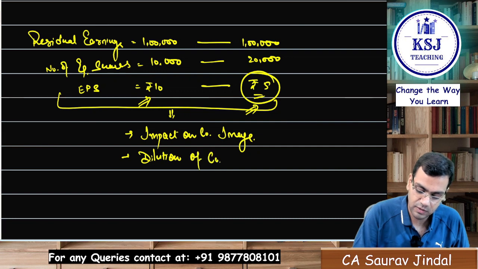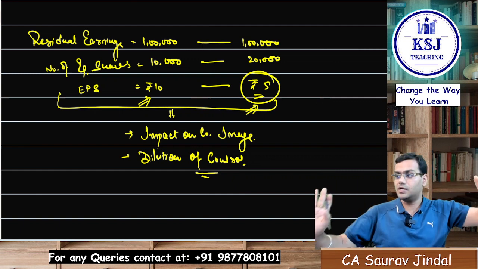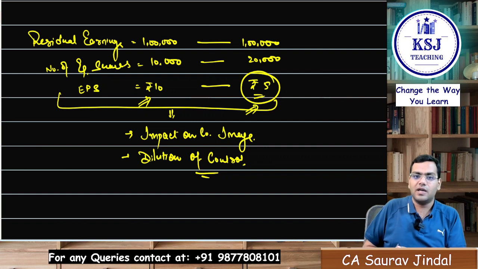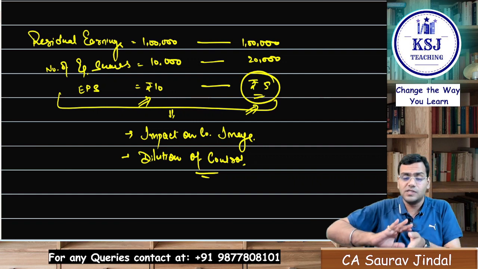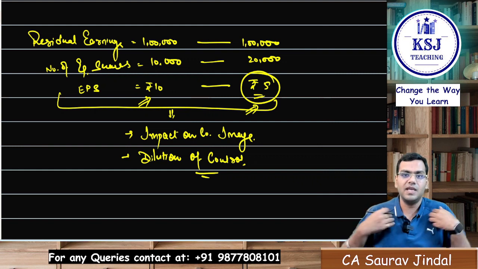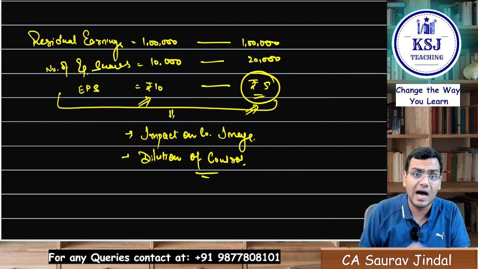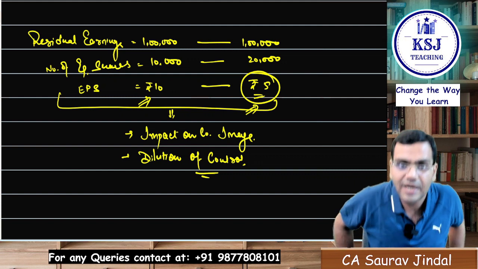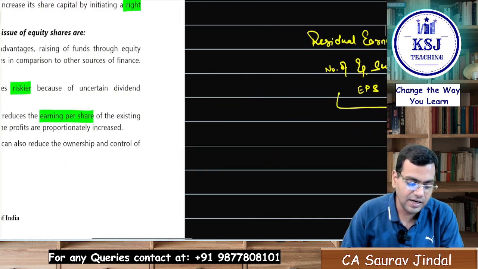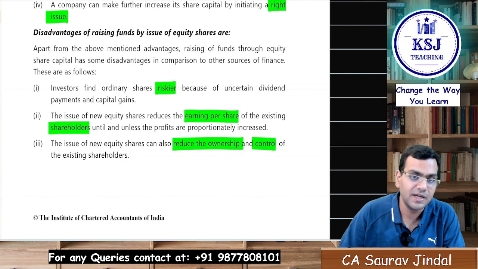Dilution of control. Now I am the only person in the company, right? And I am having 100% control of the company. Now if I get 5 people with me, obviously I cannot have 100% control. I will have to give some part of the control to those 5 people who are the equity shareholders. They have also invested money. If I have invested money, they have also invested money. They need control in the company. They are also the owners in the company, right? So that is why it will lead to the dilution of control. So that is again a disadvantage. Clear? It reduces the ownership and control of the existing shareholders.